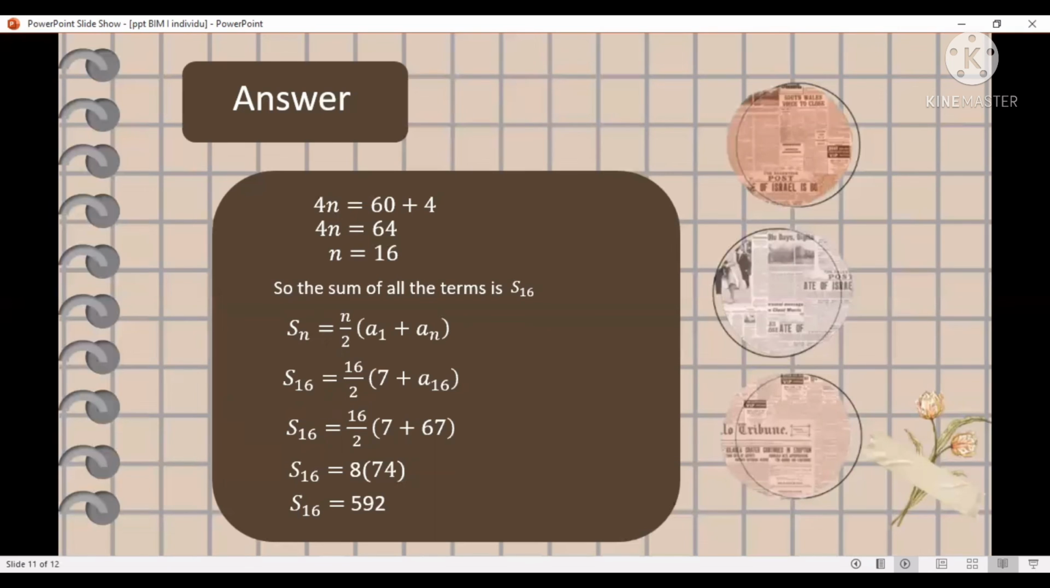So the sum of all terms is S16. To find this S16, we use the second formula. So we just substitute it. S16 equals 16 divided by 2, open bracket 7 plus A16, close bracket. The 16th term is 67. Then we do the addition first, that is the result is 74. Then 16 divided by 2 is 8. Then the last step, 8 times 74 is 592. So S16 is 592.